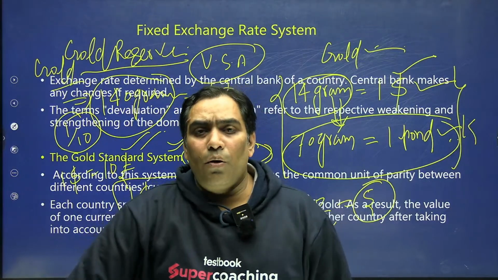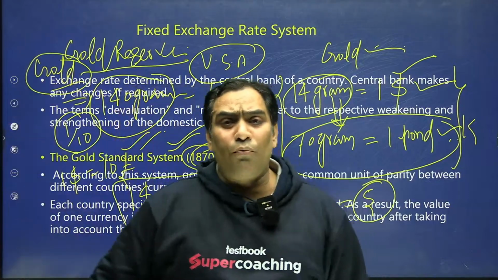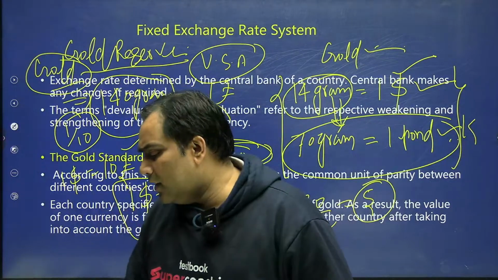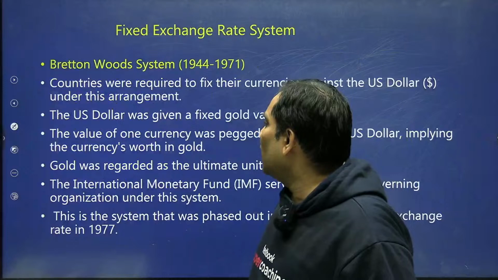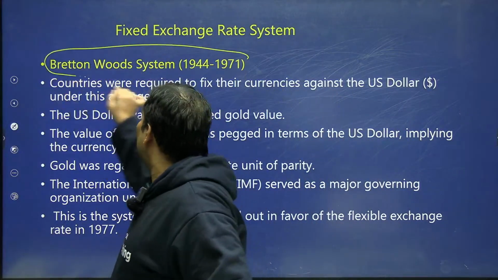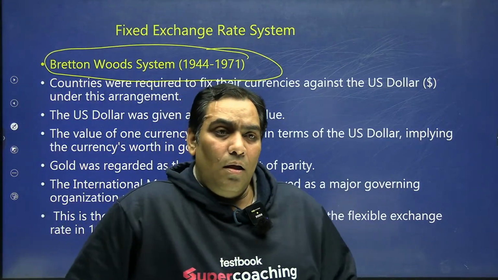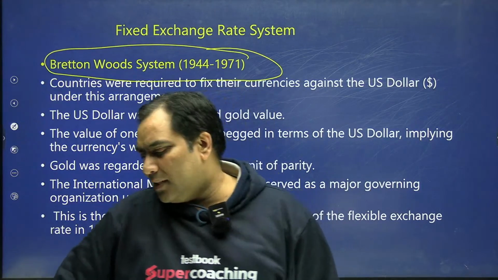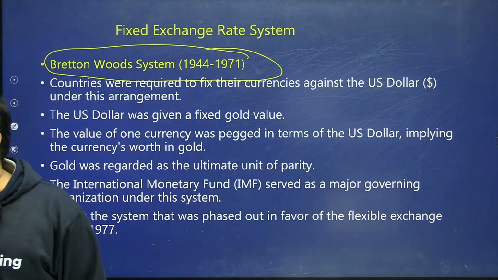But what happened? The countries had a finite source of gold. That's why the international community abandoned this system, and we came up with the new system that is known as the Bretton Woods system. So what was the system under Bretton Woods? Let me explain once again.